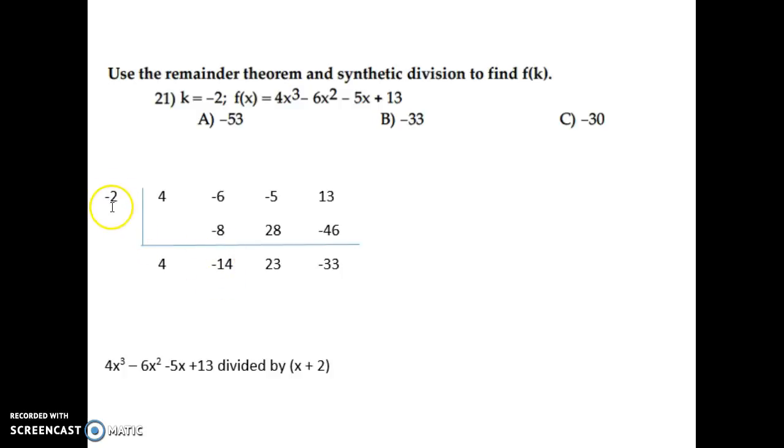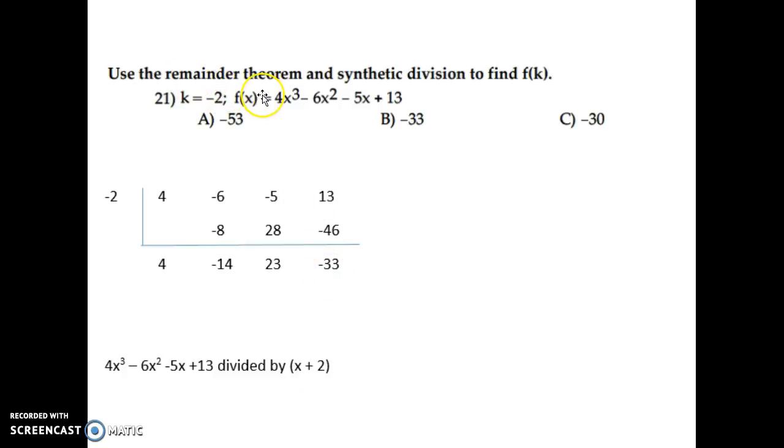And then do the same thing. So negative 2 times 14 equals a positive 28. You write it here under the next number and add them up to a 23. Negative 2 times 23 is a negative 46. You write it under the next number, add them up, and you get a negative 33. And this last value you get here is the remainder. So if we take this polynomial and divide by x plus 2, we get a remainder of negative 33.